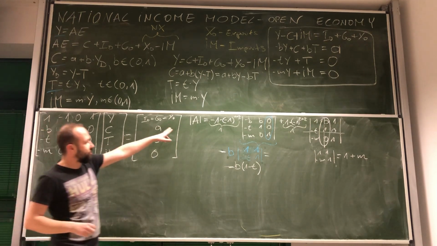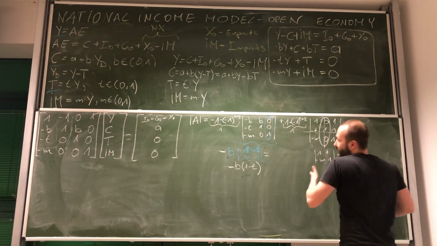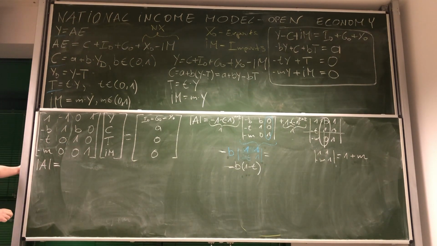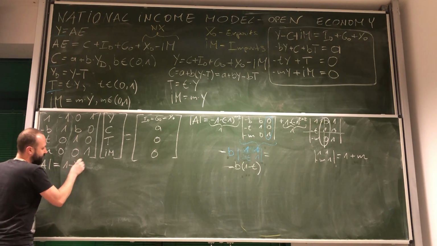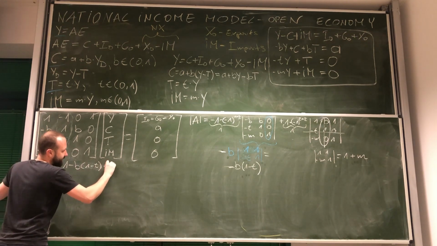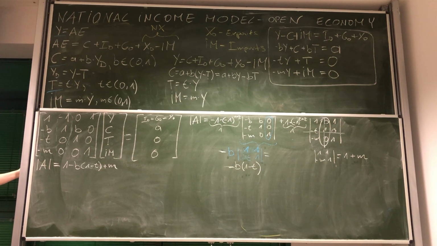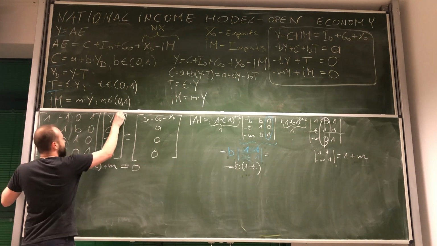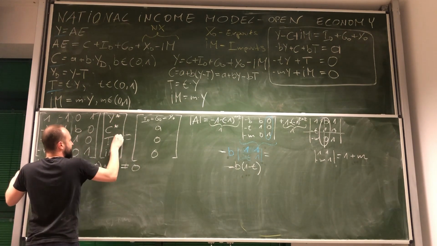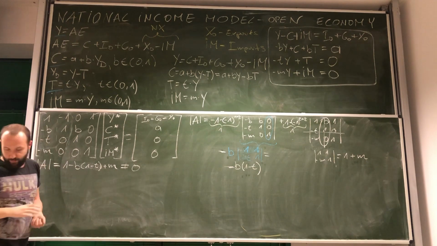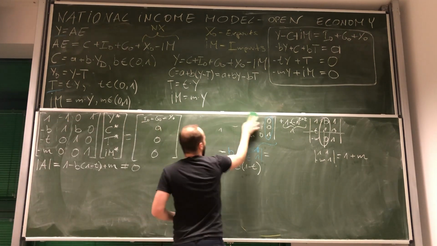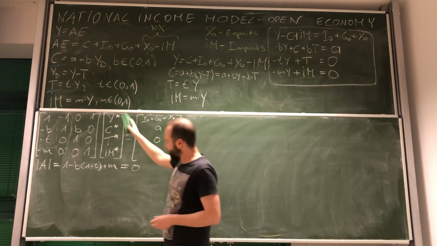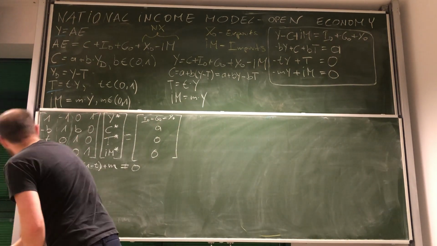Okay, so in total, of course we need to add those two up. We get again that the determinant is equal to 1 minus b times 1 minus t plus m, which is again the same result we got previously. We shouldn't be surprised. So equilibrium solutions exist, but we knew that even before calculating this.